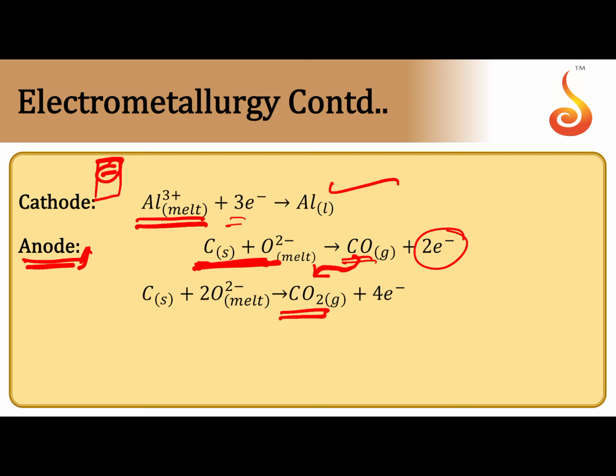As coke, which is graphite rods, is used as anode in this process, and graphite is involved in the oxidation reaction at the anode, the amount of graphite slowly gets reduced. That's why in this Hall-Héroult process, graphite rods must be replaced from time to time.